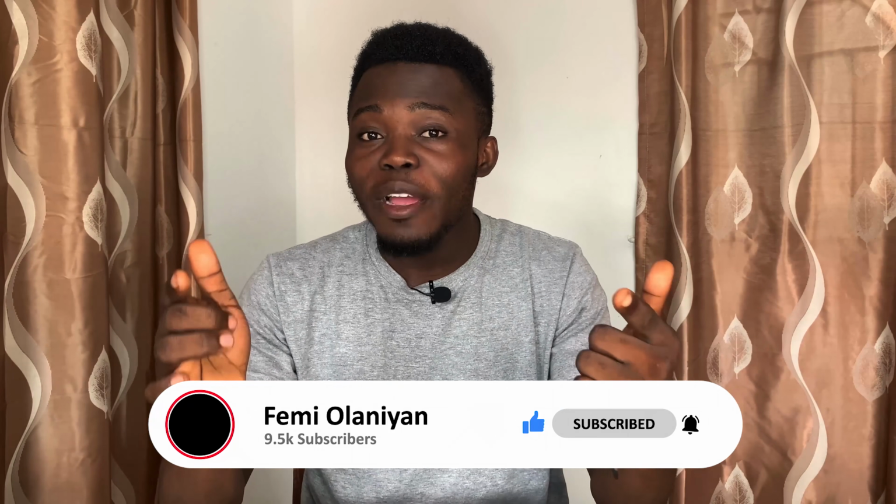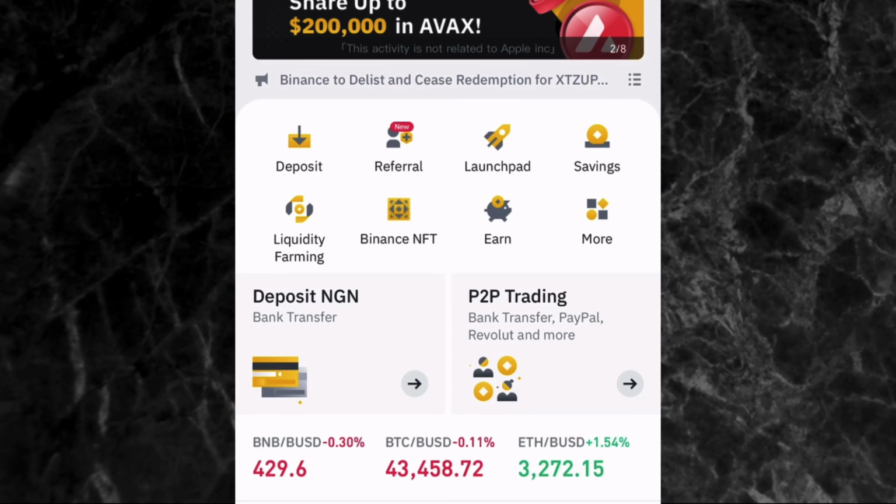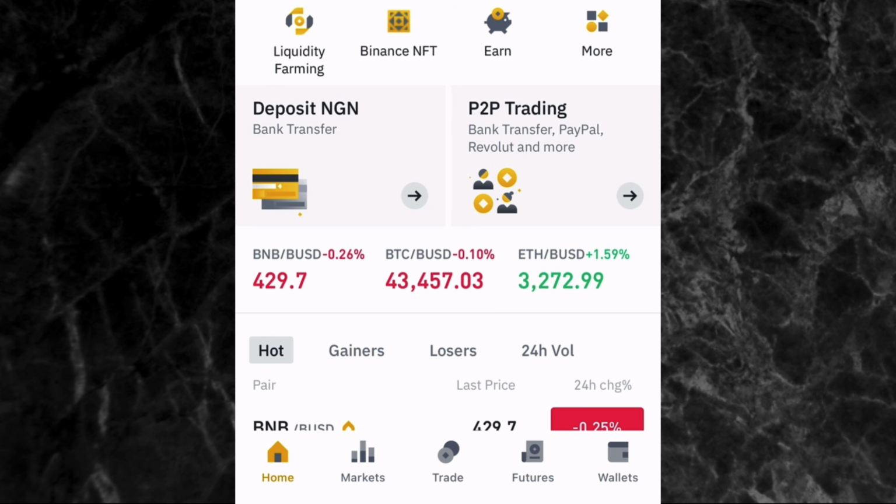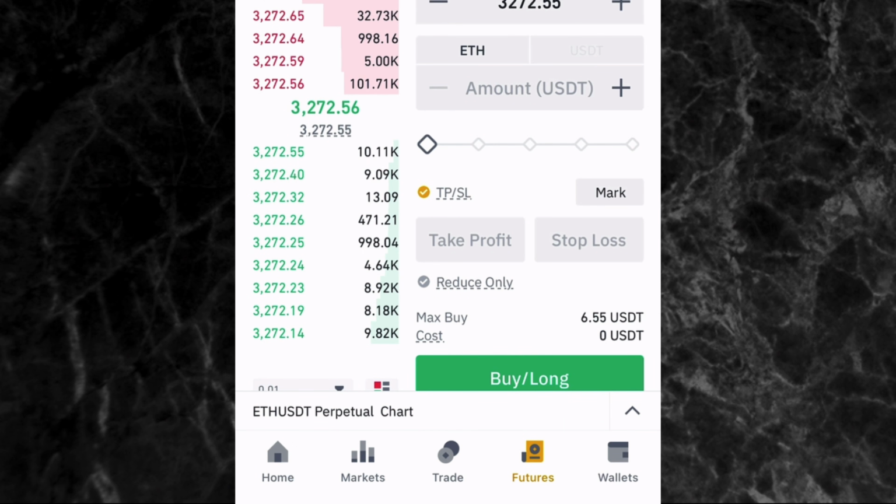So right now I'll move to my phone to show you how to do the futures trading on the Binance app. So right now I'm on the Binance app, and to go to the futures trading page on the app, you come to the bottom side of the screen and you see where the arrow is pointing to. You will see the futures menu icon, then you tap on it and you'll be on the futures trading page.